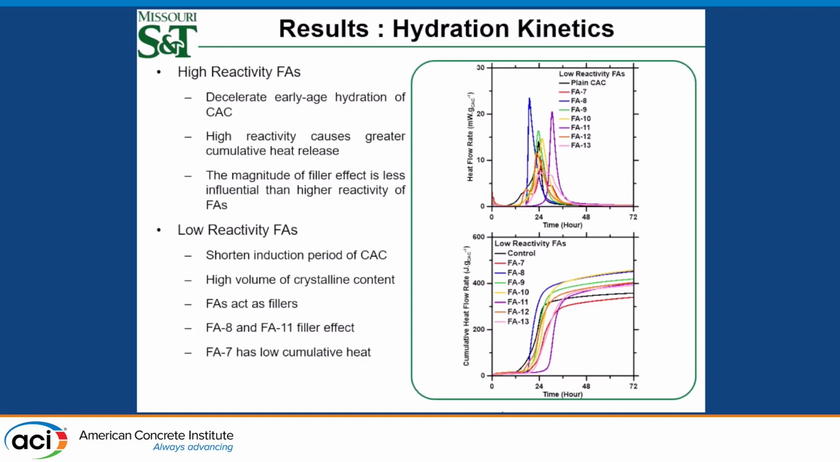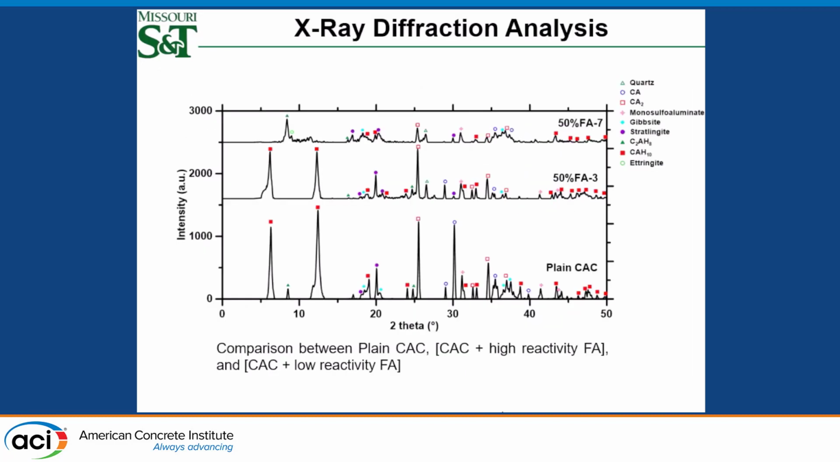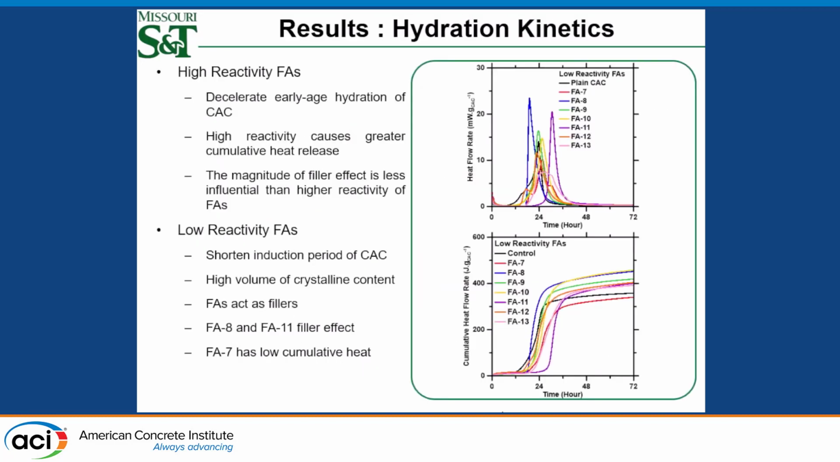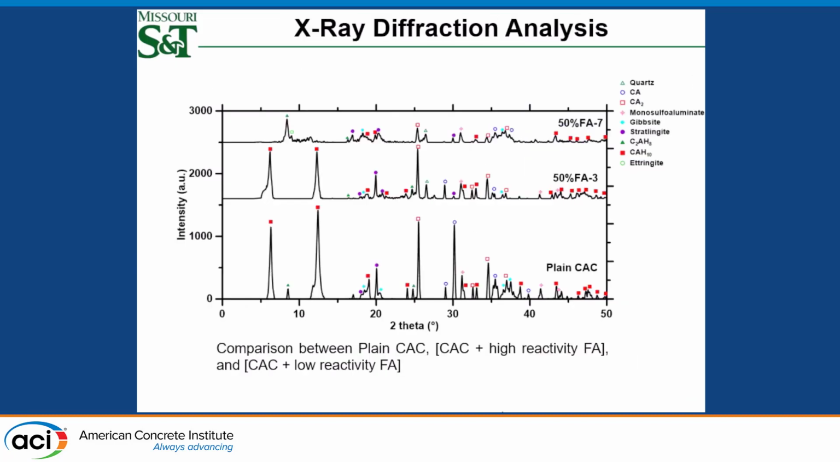Now, if you look at flash 8 and flash 11, both of them have higher heat flow, but flash 8 has a lower induction period compared to flash 11. This is observed because flash 11 has sulfur content, which is around 2%. And if you look at flash 7, it has a higher amount of sulfur content, which is 4%. So that is the reason why we believe that the sulfur content is one of the things that might affect your CAC hydration.